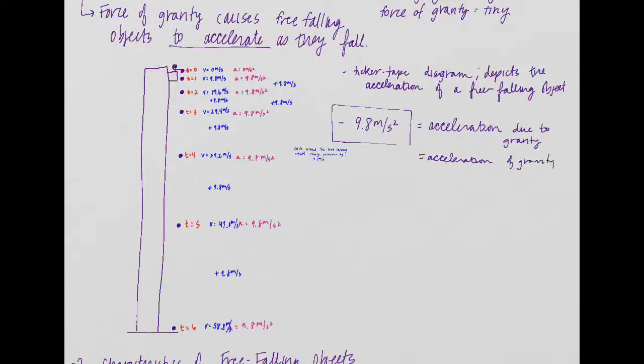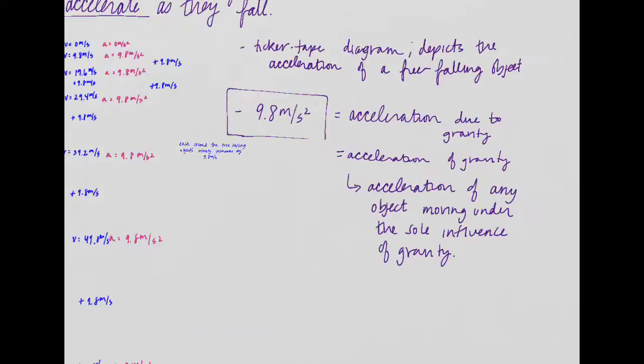So we're going to be using this a lot, and we're just going to define it as, again, the acceleration for any object moving under the sole influence of gravity. There we go. There's our definition. I think I've already kind of given you that definition, so hopefully, I'm going to leave that actually.